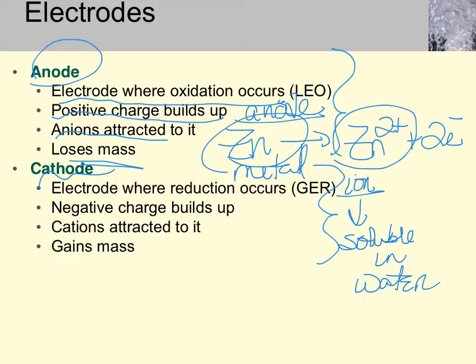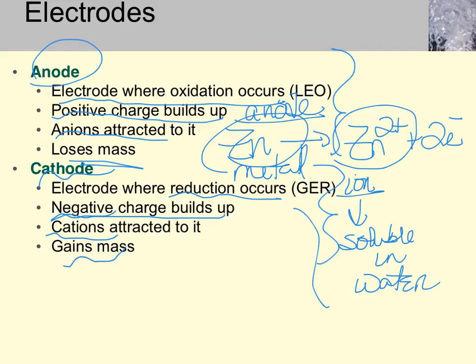All right, moving on to the cathode. That is the half cell where reduction occurs. Negative charge builds up because it's accepting extra electrons, and the cations from the salt bridge are attracted to it to neutralize the negative charge that's building up. The cathode actually gains mass.